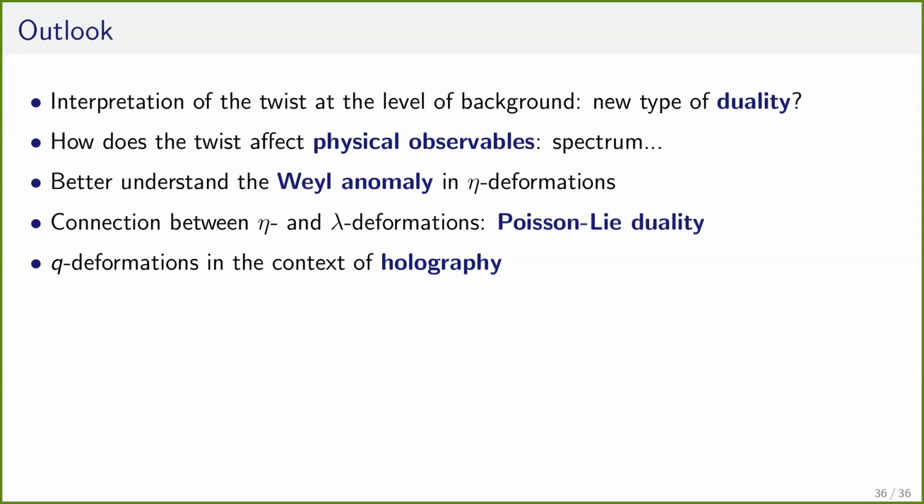And last, but this is more like a general question, is how you can think of these Q deformations in the context of holography. So now that you have deformed the AdS part of the duality, so the strings, whether you still have some kind of duality with some deformed CFT.